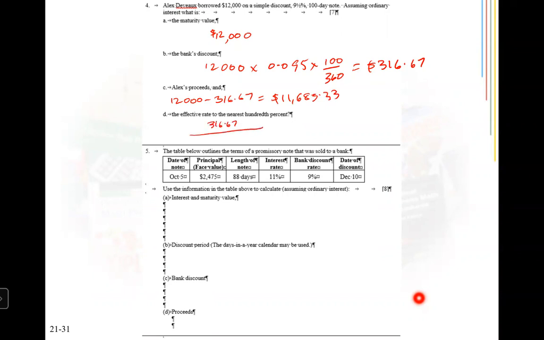Effective rate, you put the 316.67 over the 11,683.33 times 100 over 360, and you get 9.76%.